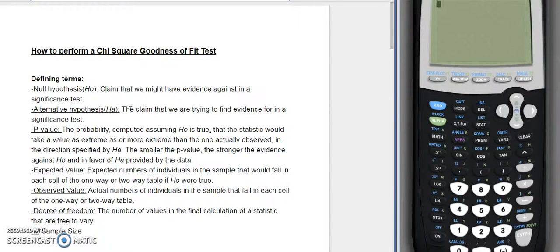The expected value is the expected numbers of individuals in the sample that would fall in each cell of the one-way or two-way table if the null were true. The observed value is the actual numbers of individuals in the sample that would fall in each cell of the one-way or two-way table. The degree of freedom is the number of values in the final calculation of a statistic that are free to vary. Finally, n is the sample size.